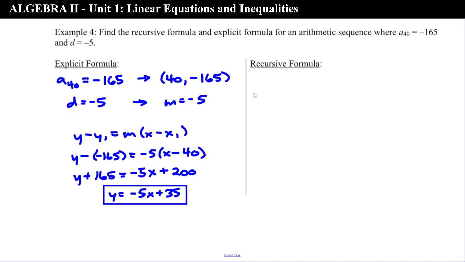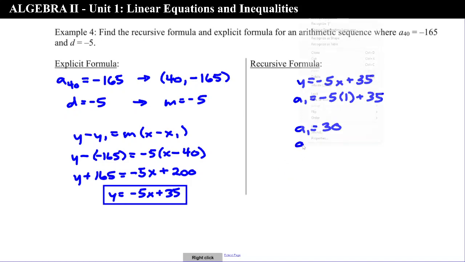Now we can move on to our recursive formula. Okay? So with our recursive formula, we can start off with our explicit formula that we just found, because we have the common difference, but what we don't have is what the first term is. But we can find the first term using our explicit formula, because our explicit formula can be used to find any term. So y being a sub 1 equals negative 5 times 1, being the first term, plus 35. And then when you do that math, you get a sub 1 equals 30.